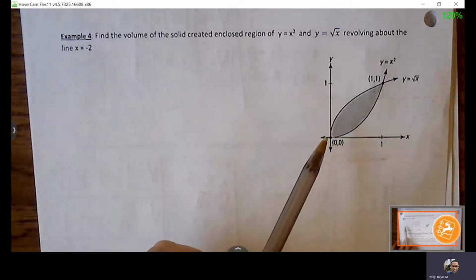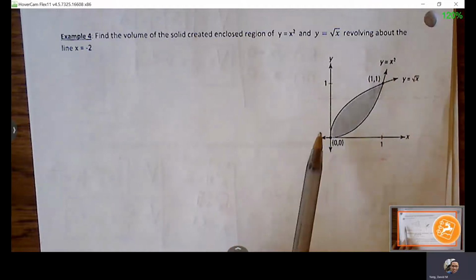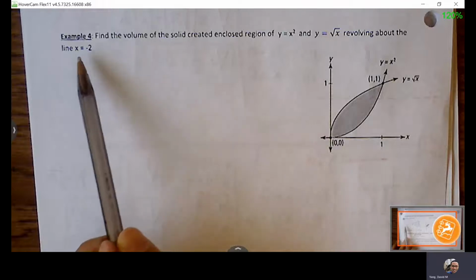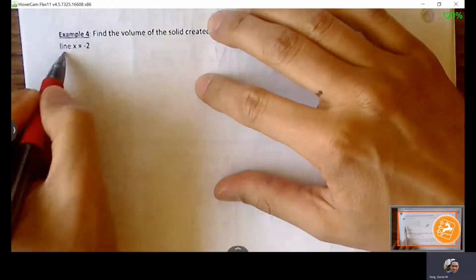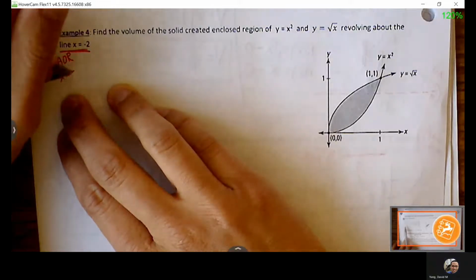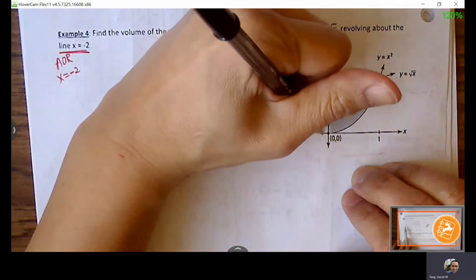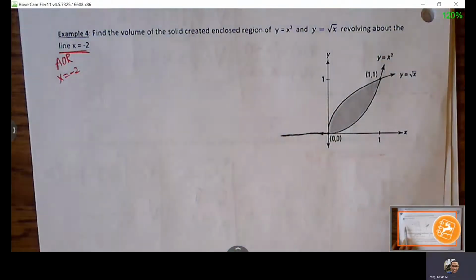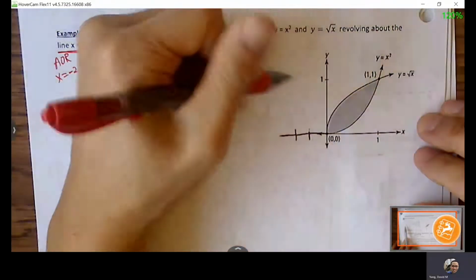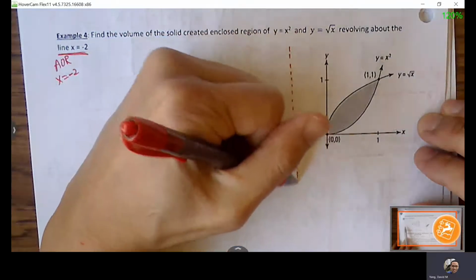Okay, so same diagram. Find the volume of the solid created by y equals x squared and y equals square root of x, revolving about the line x equals -2. This is not a horizontal line. This is a vertical line here. So let's extend the graph a little bit to the left. It doesn't have to be to scale. I'm just going to indicate that this is -2.